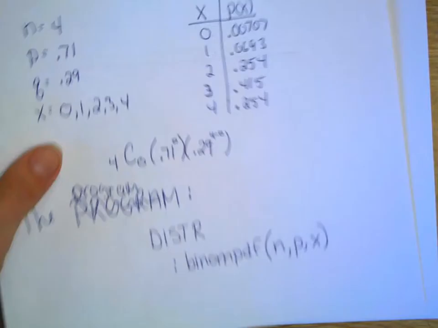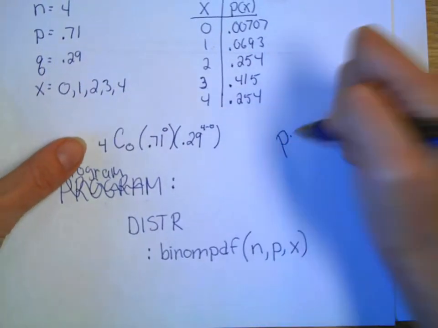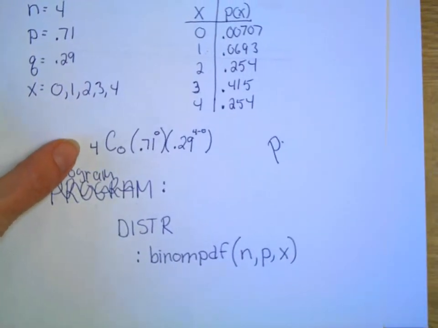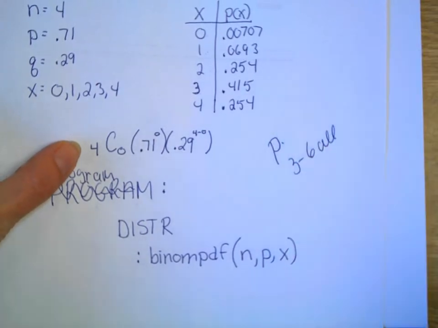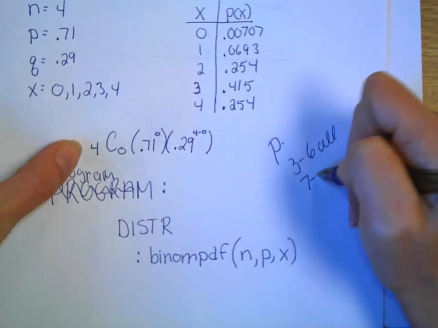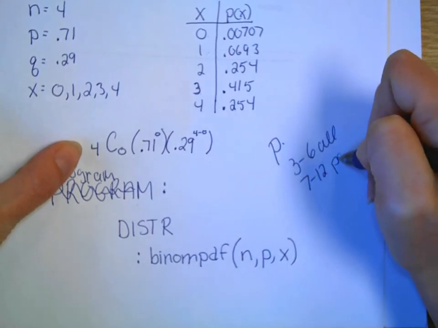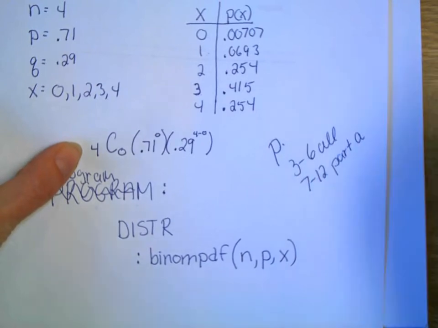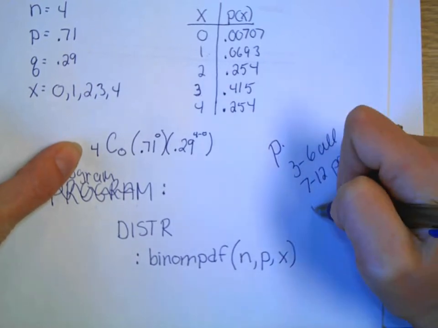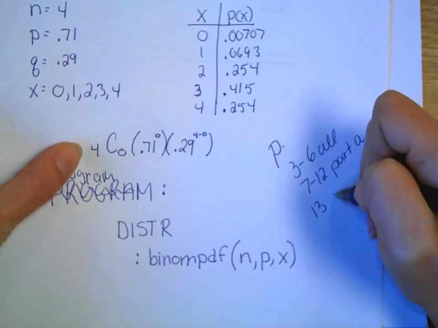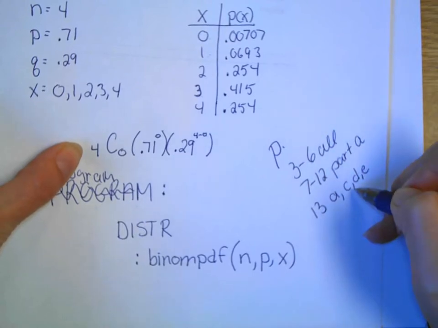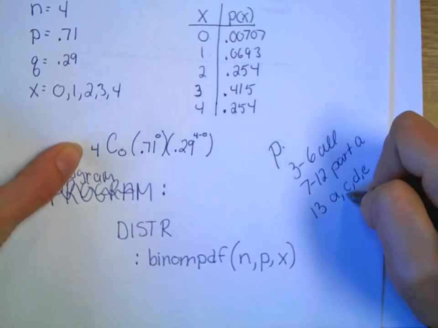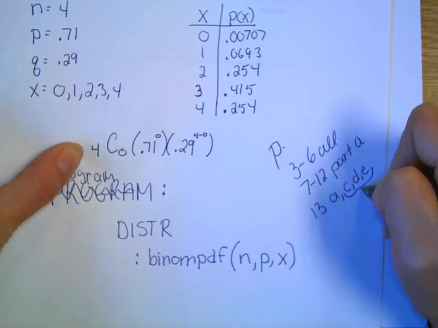So your assignment is going to be, wait, I need to see that table page. I'm not sure of the page number. 3 through 6. 7 through 12, Part A only. 13, A, C, D, and E. C, D, and E is going to ask you to find the mean, variance, and standard deviation. You're going to do this like you did yesterday with the 1-var stats.